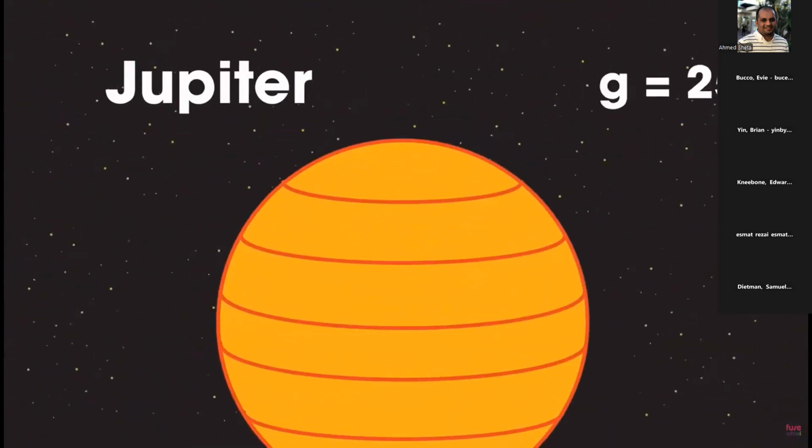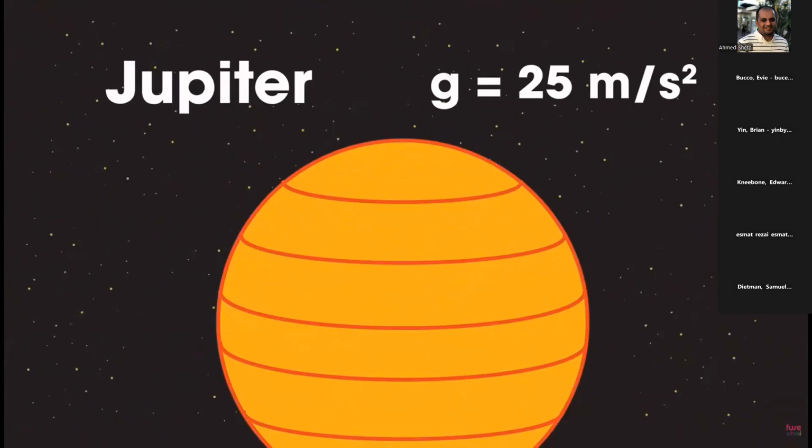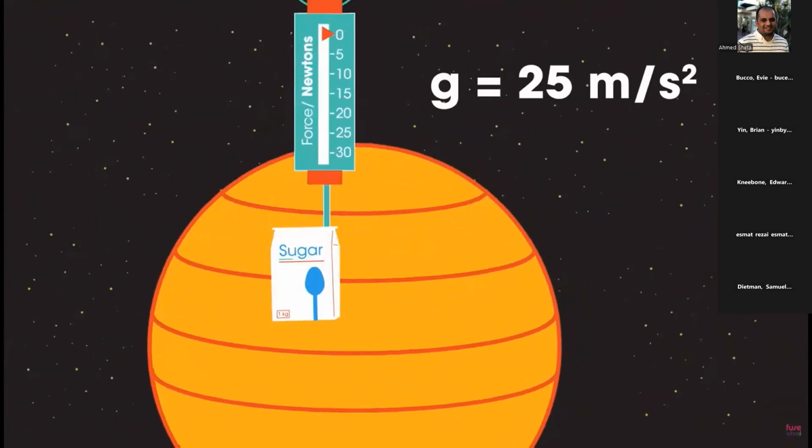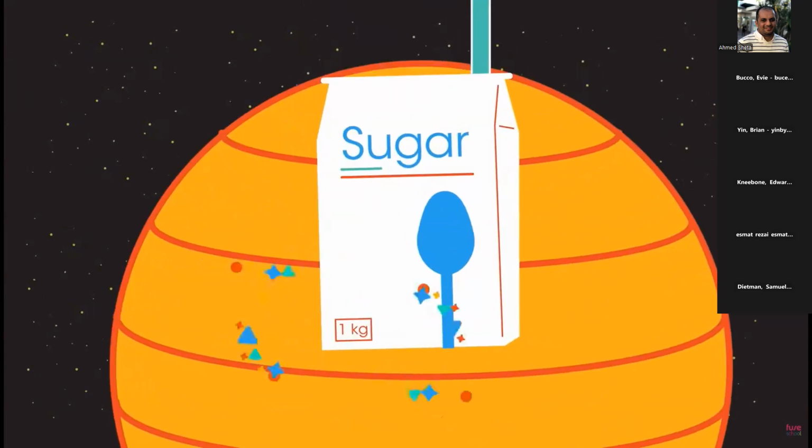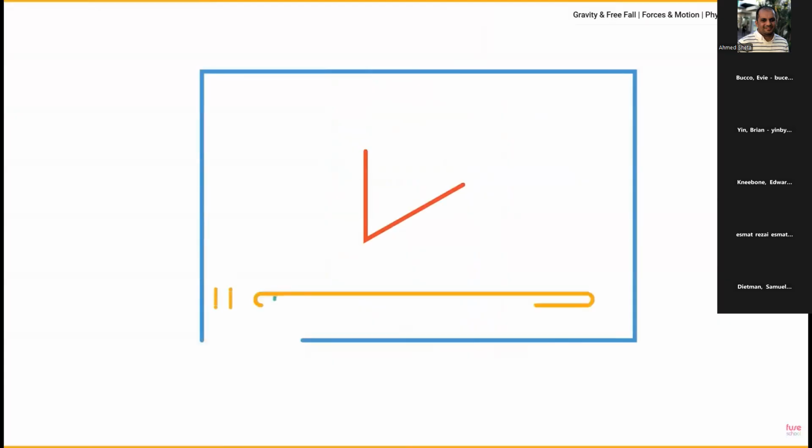Jupiter, the gas giant, has a g value of 25 meters per second squared. Can you work out what the force meter would show for the bag of sugar here, assuming there was a solid surface to stand on? The sugar now has a weight of 25 newtons. But don't forget, we still have 1 kilogram of sugar. That hasn't changed.